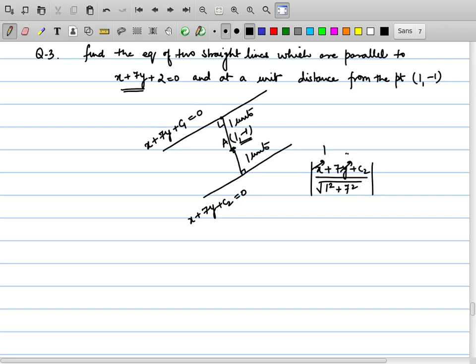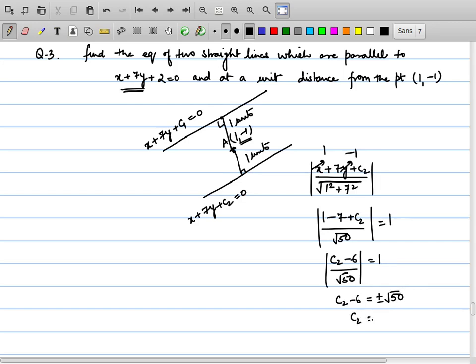This is 1 and this is minus 1. So we get mod of (1 minus 7 plus c2) upon root of 50. This is given to be equal to 1. So c2 minus 6 upon root of 50 is 1. The mod will open with plus and minus. c2 minus 6 is plus minus root 50. Therefore c2 is 6 plus minus root 50. Obviously c2 is 6 minus root 50 and 6 plus root 50.